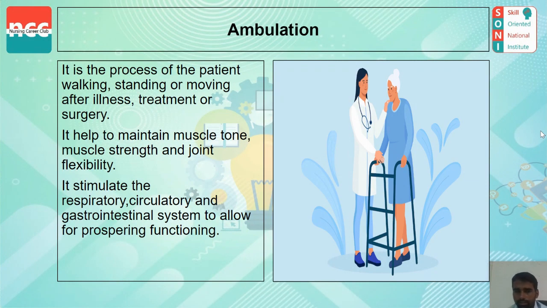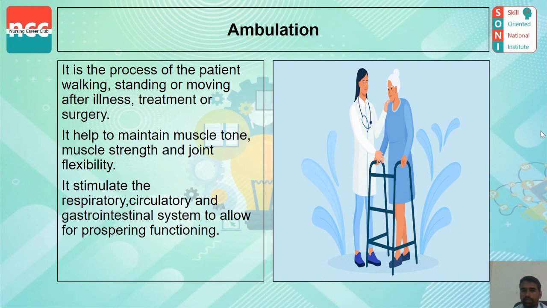Ambulation. It is the process of the patient walking, standing, or moving after illness, treatment, or surgery. Ambulation is when an HHA helps the patient in moving from one place to another with the help of a walker, stretcher, and crutches. So this is called ambulation.